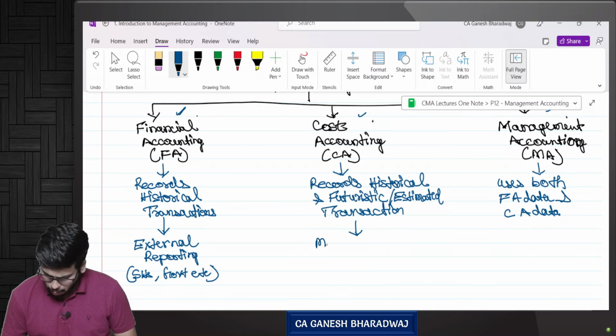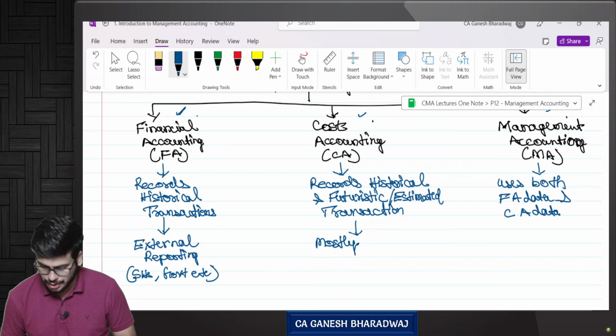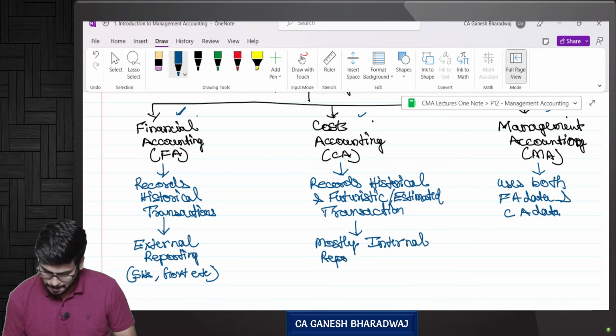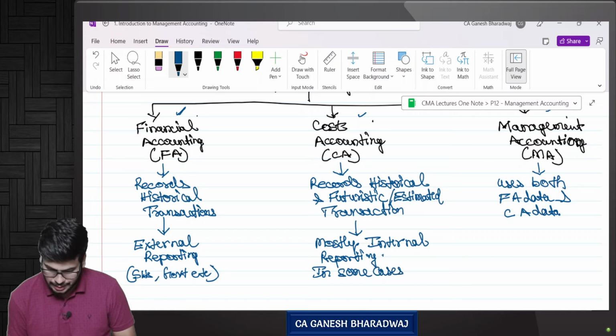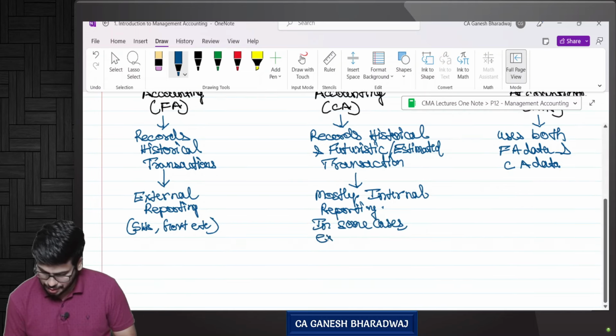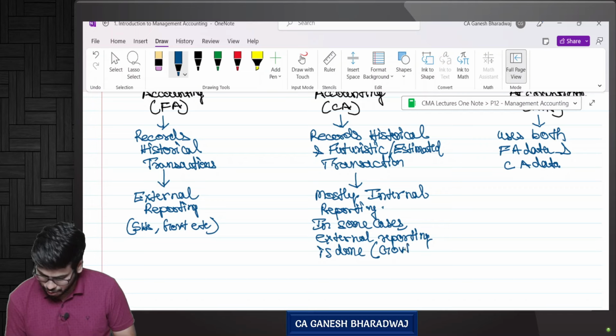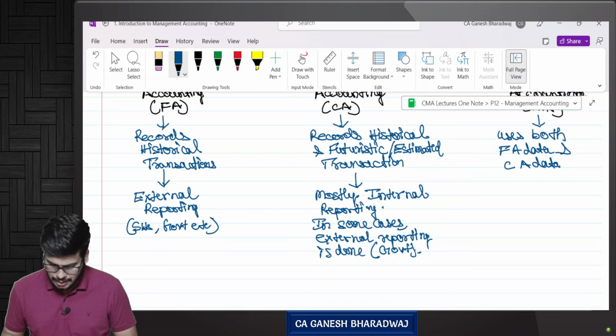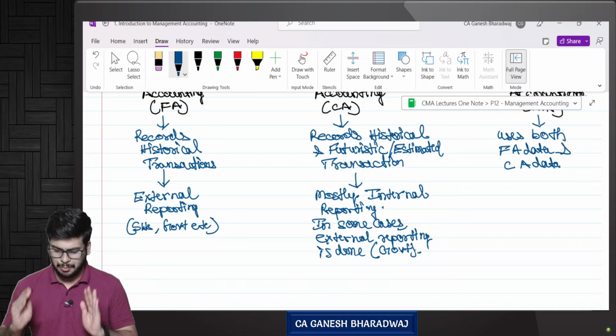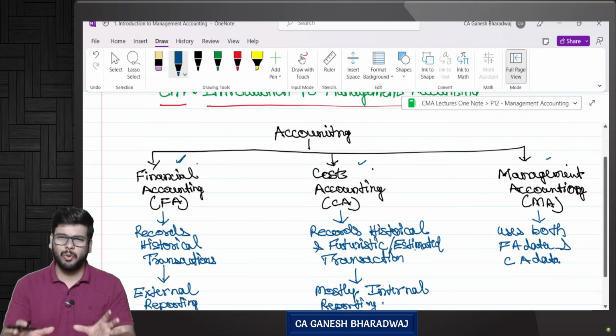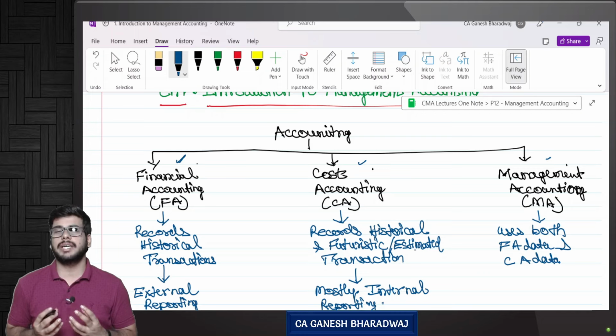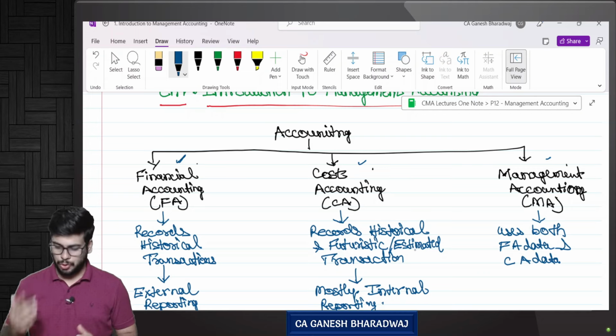When it comes to cost accounting, mostly, I use the word mostly, I'll tell you the reason, it deals with internal reporting. In some cases, external reporting is done. That external reporting is also only done to the government. I will explain this once we move to the next point. So understand right now, cost accounting deals mostly with internal reporting. In some cases alone, you will be required to report to the government.